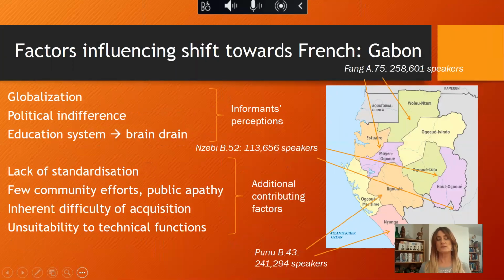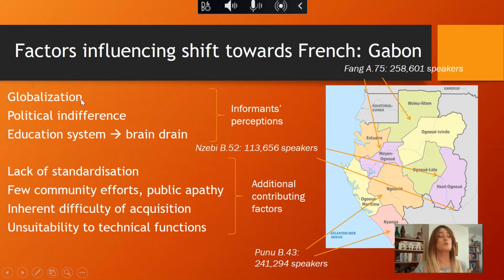So what influences shift towards French in Gabon? Well, here's a map of Gabon with all the provinces. This is the Wallo and Tem province. You find Fang in Estuaire as well. Nzebi and Punu, these are the second and third most spoken languages in Gabon, and these are the areas where they're found. These initials, by the way, this is from Guthrie's classification of the Bantu languages. So Fang is the A group, and it's number 75 in that group. Guthrie's work is really interesting on how those languages can be categorized.